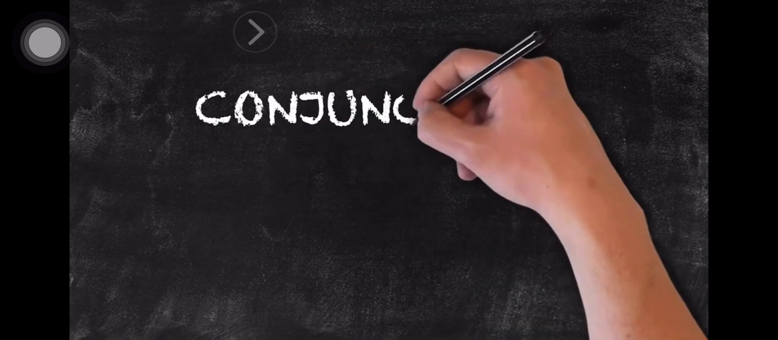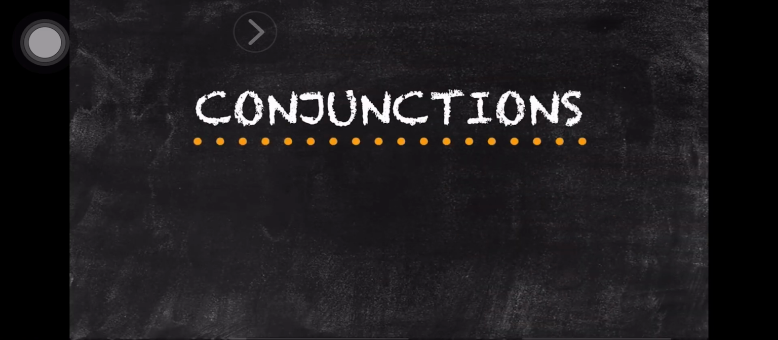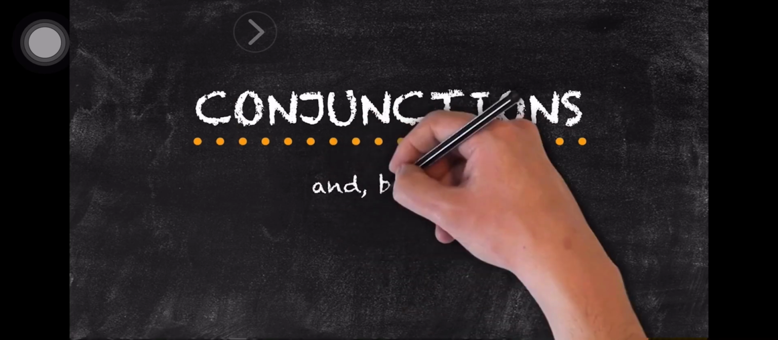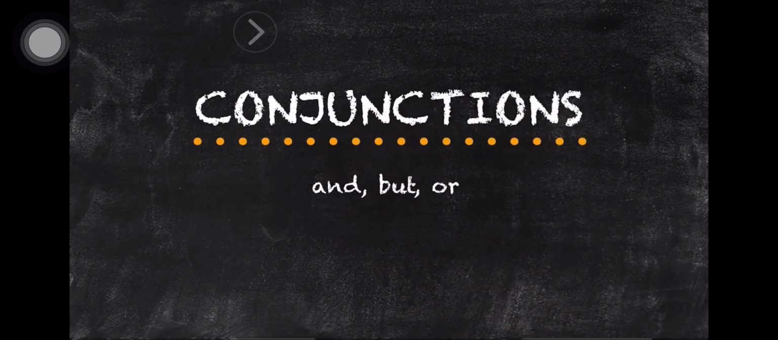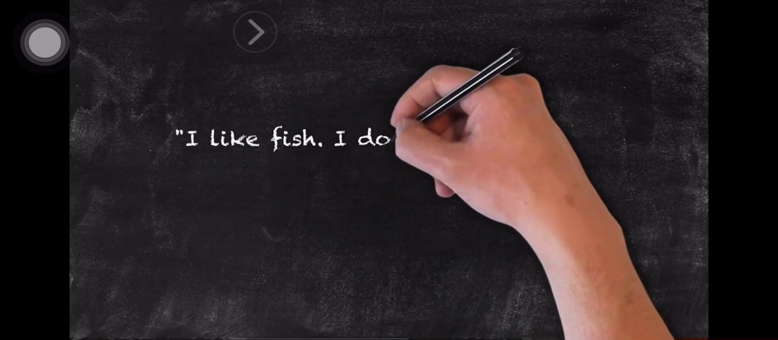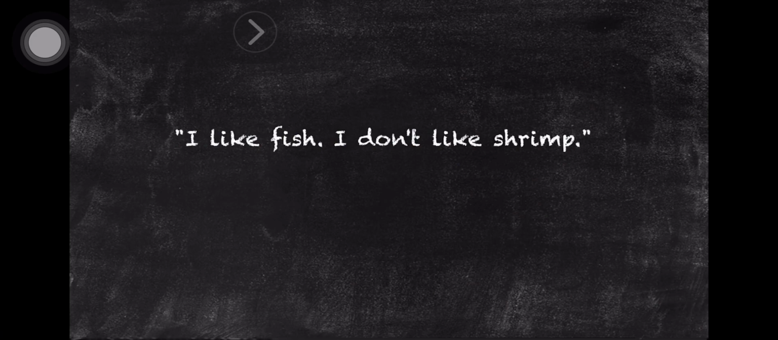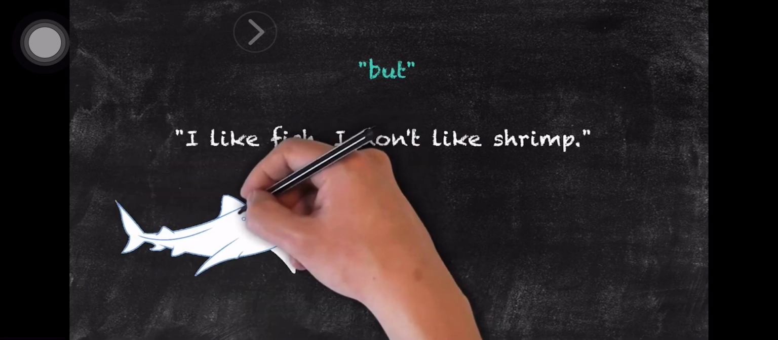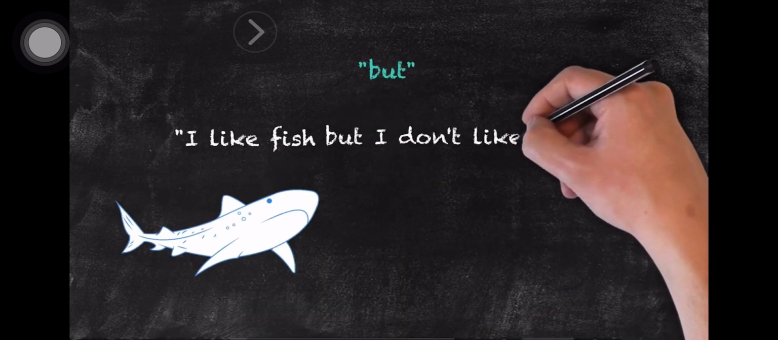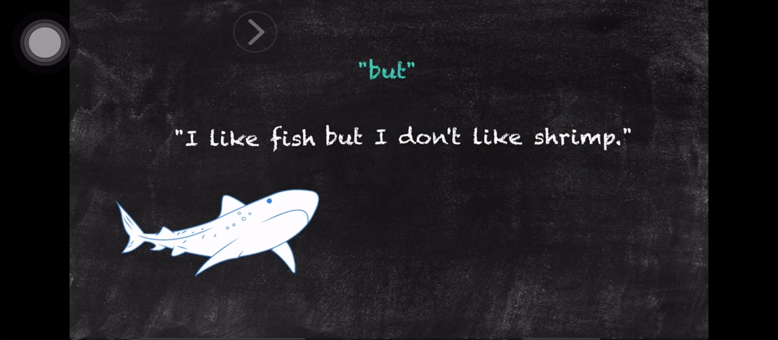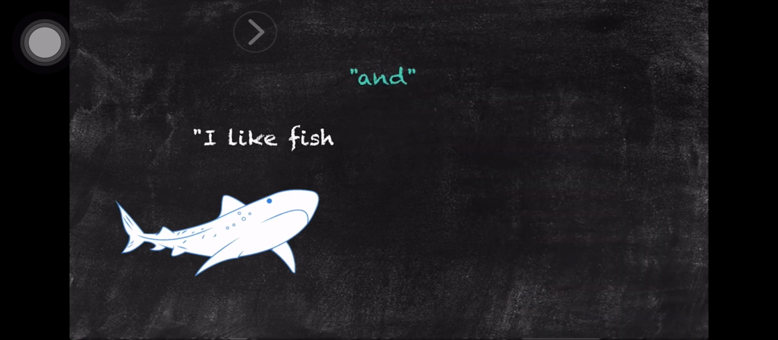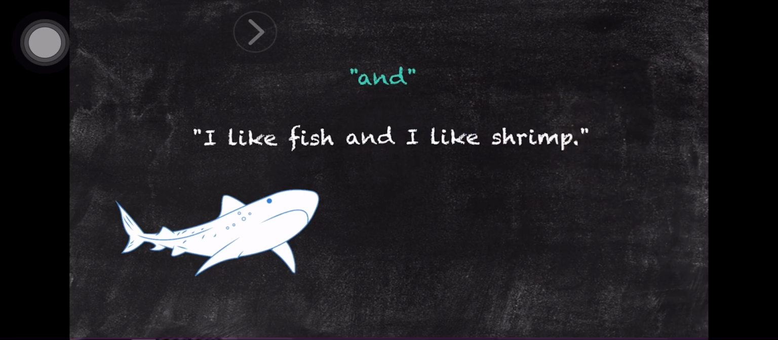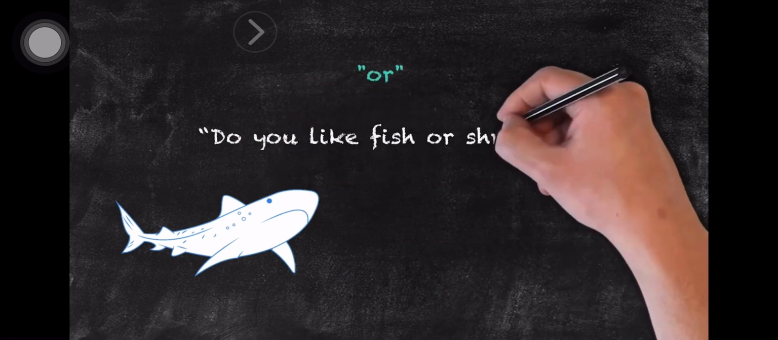And finally, let's take a look at our conjunctions. Conjunctions are linking or joining words. For example, and, but, and or. Take these two sentences, independent clauses: I like fish, I don't like shrimp. We would use but in here, and we could easily make one sentence. I like fish, but I don't like shrimp. If I wanted to say that I like fish, I like shrimp, I would simply say and. I like fish and I like shrimp. Or could be used in giving choices, such as in the question, do you like fish or shrimp?